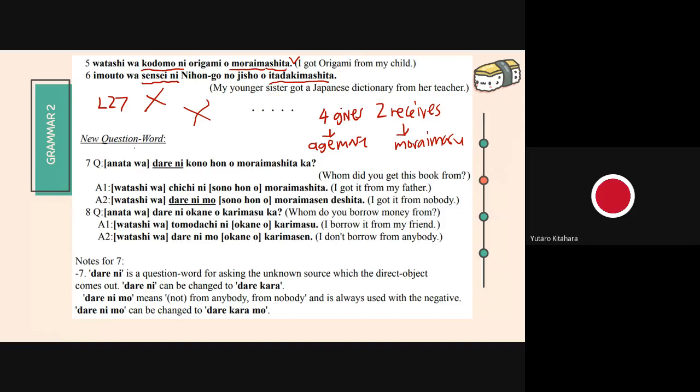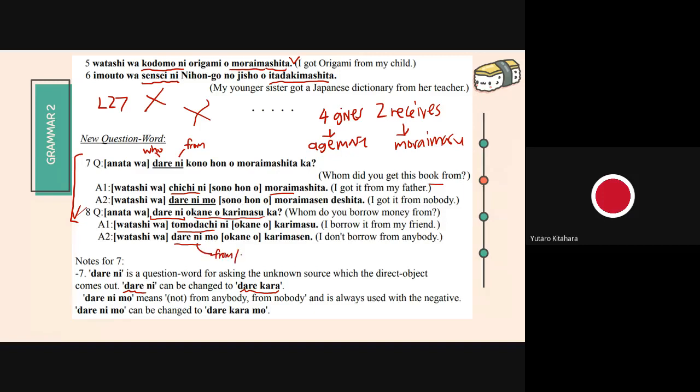Same for the next few examples. Dare ni kono hon o moraimashita ka? You received the book from who? Receive from who? Chichi ni moraimashita. Received from father. Dare ni mo moraimashita. I didn't receive from anyone. Number 8, hachiban. Dare ni okane wo karimasu ka? Borrow money from who? Dare ni is from who. Tomodachi ni karimasu. Borrow from friend. Dare ni mo karimasu. Borrow from no one. Again, very simple. So dare ni can be replaced with dare kara because literally it's from who. The ni is from.